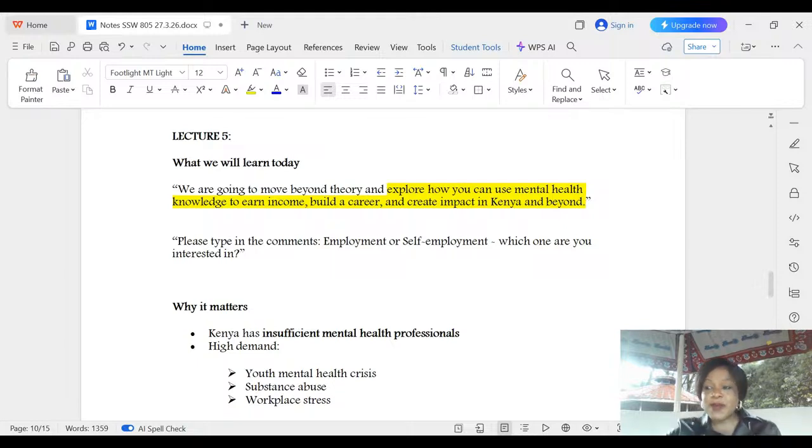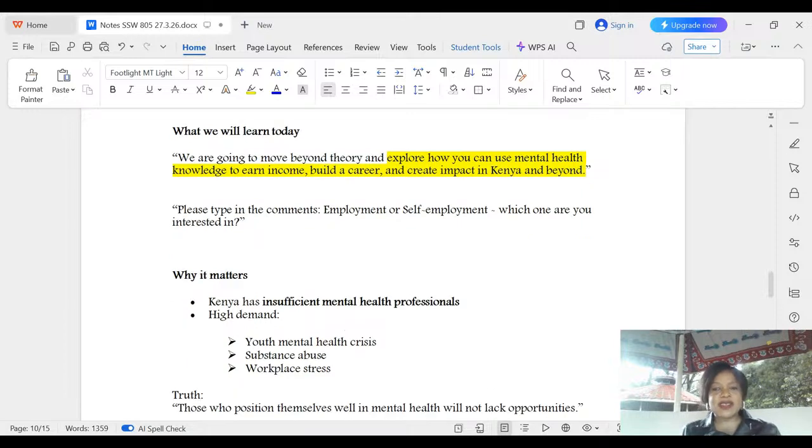There's also a high demand to deal with substance abuse matters. There's an increase in the uptake of legal and illegal substances, and a heightened increase in workplace stress, leading to people being violent at various workplaces, being corrupt, and being engaged in practices that clearly show that there is an imbalance in their mental health.